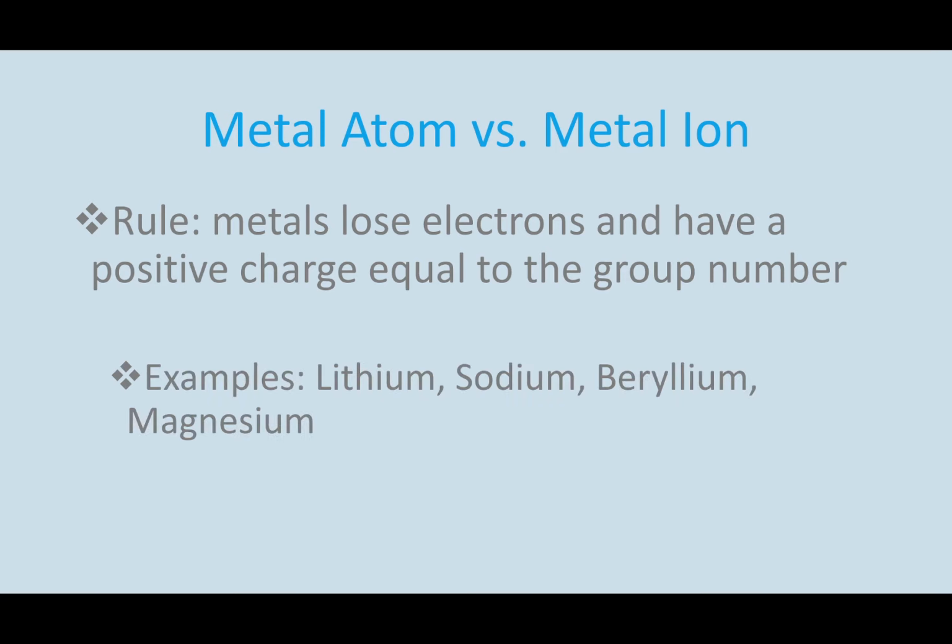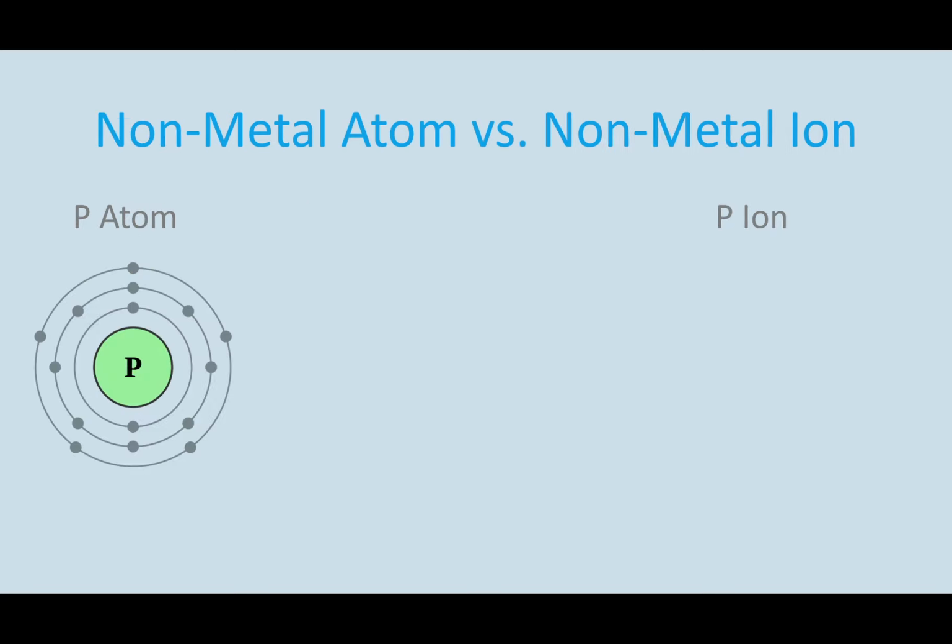So some examples of metals in general that would lose electrons: lithium, sodium, beryllium, magnesium. Those are the atoms or elements that would lose electrons, and it would result in a positive charge, or positively charged atom, which would be a cation, or the positive ion.